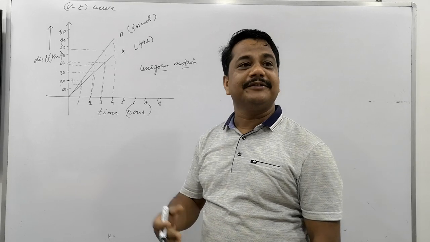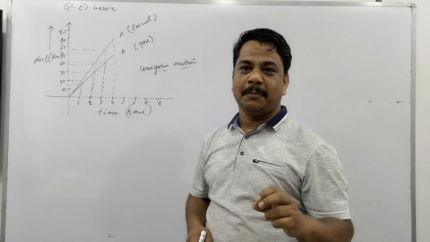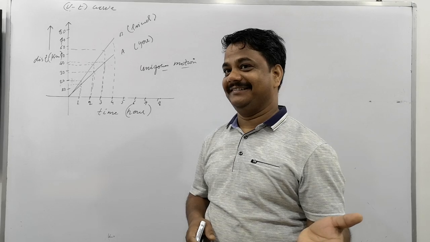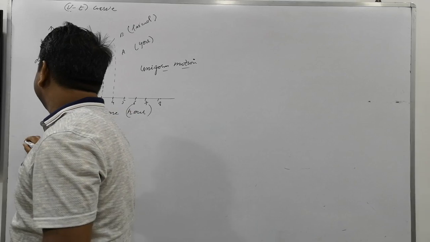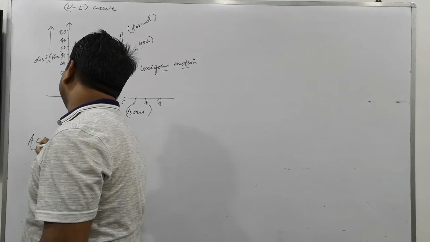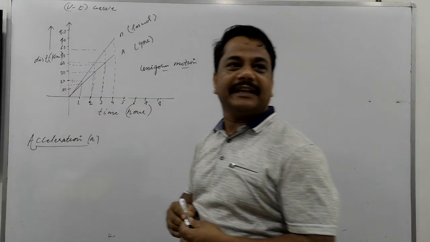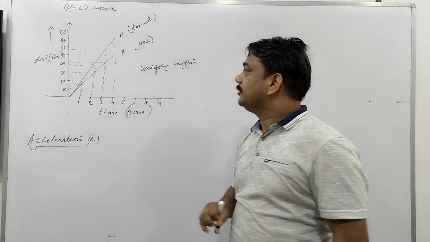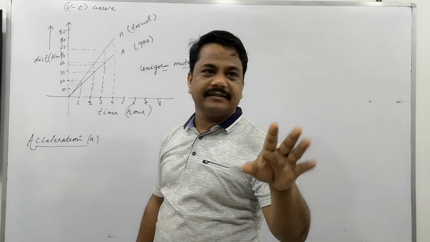Another quantity is to be introduced here today: acceleration. This is called acceleration. Acceleration means we can speak of how the object is traveling. Are both objects traveling with accelerated motion? No. They are moving with constant velocity. So what is their acceleration? Their acceleration is zero.